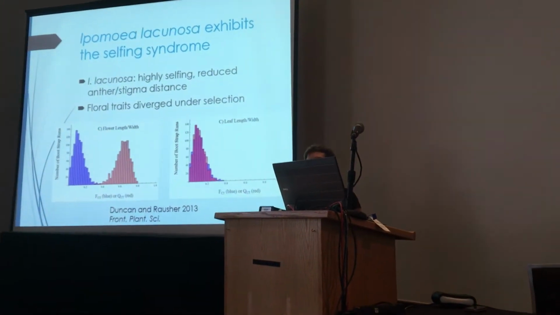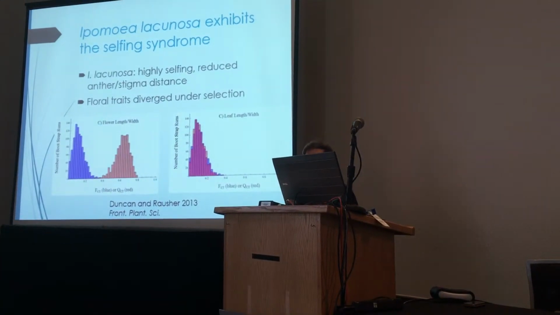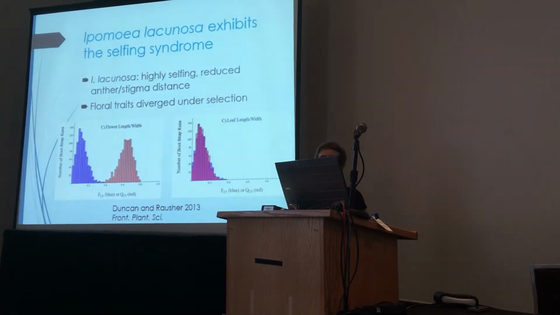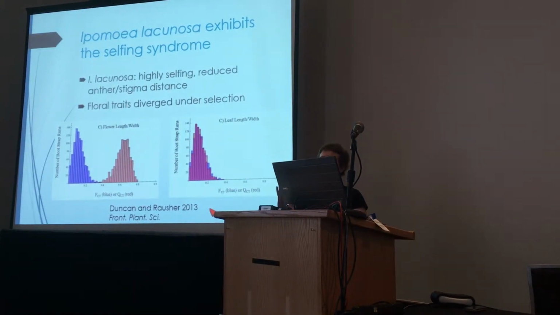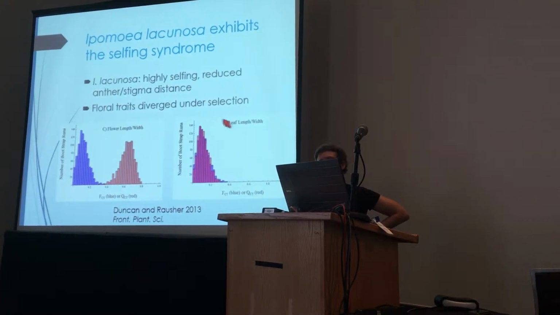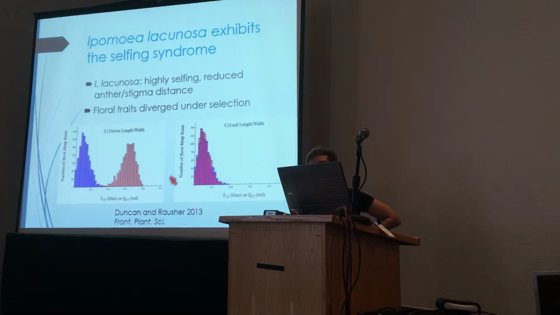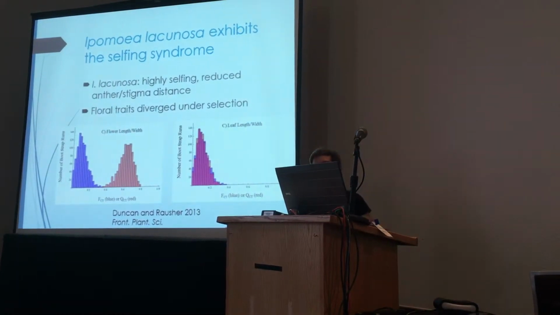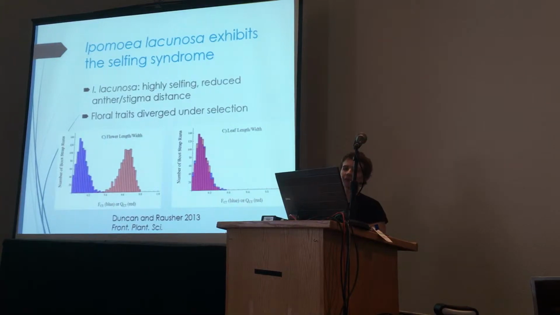And we have evidence that the selfing syndrome in lacinosa, that little white one, diverged under selection. This is from a predecessor of mine in the lab, basically comparing neutral molecular differentiation with morphological differentiation in leaf morphology, where we don't see a difference, and in flower morphology, where we see a dramatic difference, which suggests that selection acted to separate them.